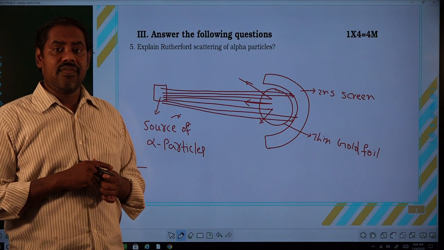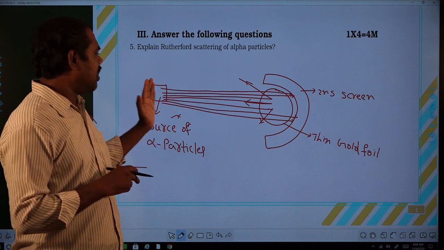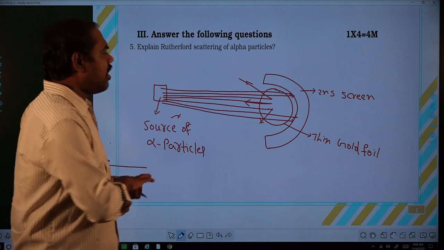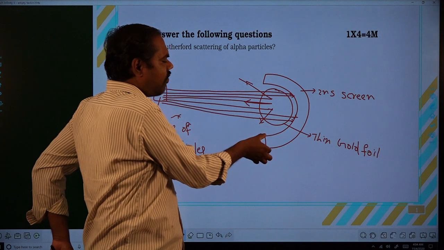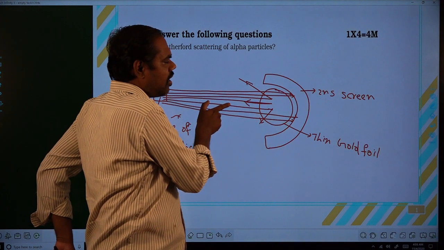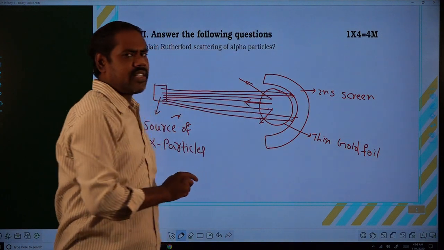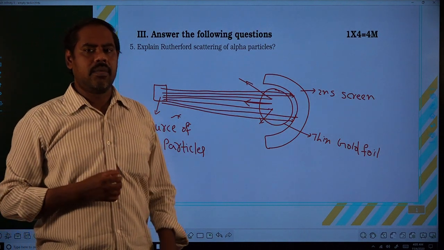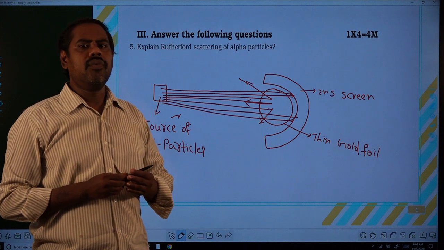Rutherford further observed the particles which passed through the gold foil. Here he arranged the zinc sulfide screen. When the particles struck the zinc sulfide screen, he observed a green flash coming. This is about the gold foil experiment.